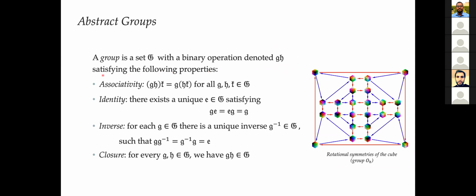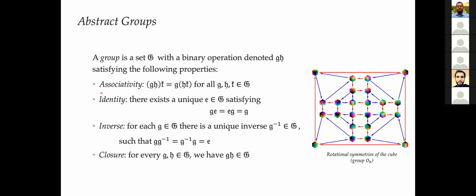satisfying the following properties. So first of all, associativity, that the order of multiplication or where you put the brackets is irrelevant. In either case, if we have G, H, and L, this means first do L, then H, then G.